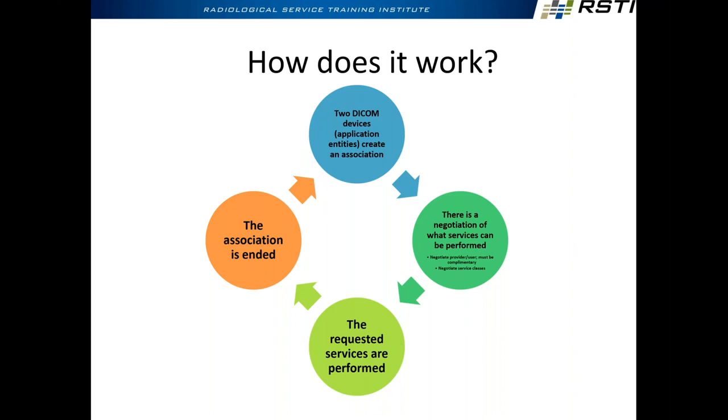It's kind of like two people that want to communicate. Well, I can speak English and French and Spanish and German. This person can speak English and other languages. We'll have to communicate in English. So they're establishing these rules for what they are capable of doing. Then they do that thing, whatever it is, and then the association ends. Like a phone call: pick up the phone, then what should you do? Hang up the phone.